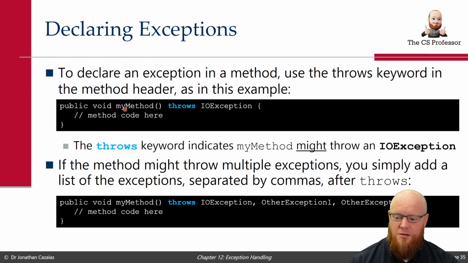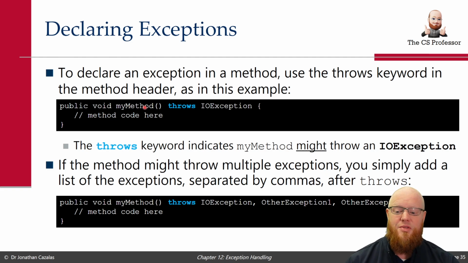So here is a particular method that is possibly going to throw an IOException. So we say throws IOException. For clarity, this does not mean that this method, my method, is guaranteed to throw an exception.